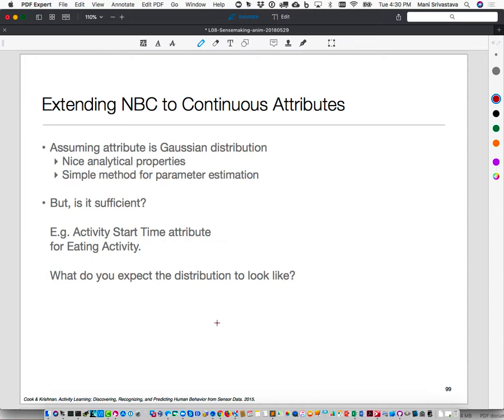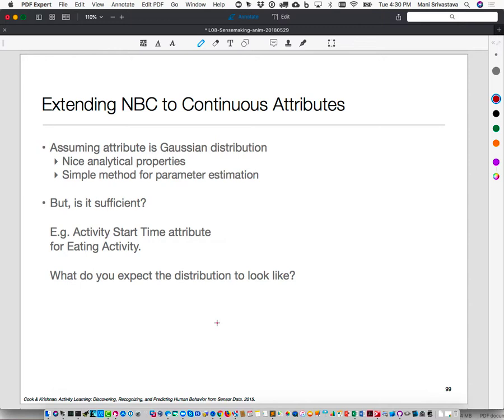So we saw a little bit. We said continuous attributes, we can think of them as Gaussians. In addition to showing how you could use them in practice, it also gives some nice theoretical properties, so you can do some further analysis. But the question is, is it sufficient?